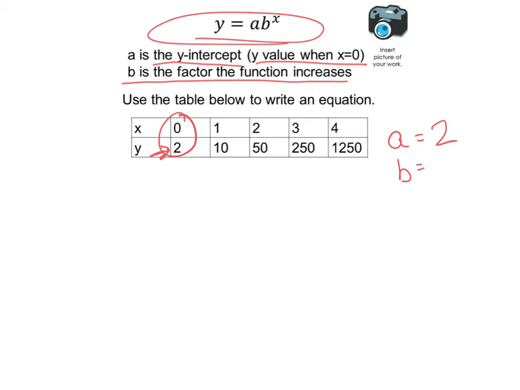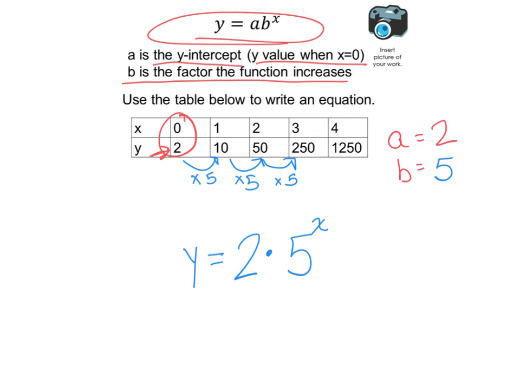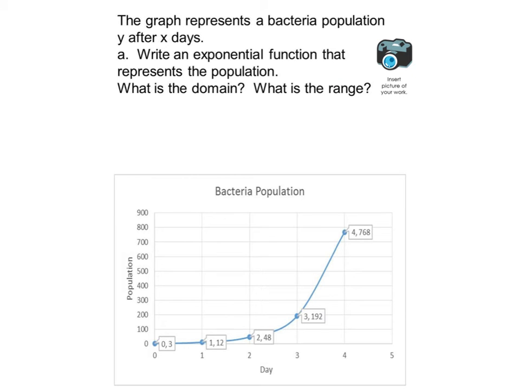Your B is the factor that this increases every time. So what do you do from a 2 to get a 10? Times 5. What do you do to the 10 to get a 50? Times 5. 50 to 250 is times 5, so we're good. So that means our B is 5. Now we're ready to write an equation. y equals our A is 2, because it's your y-intercept, times your B is a 5, and then your x stays an x. So your y and your x stay as your variables, and you have to find your A and your B. Your B is what you're multiplying by each time for your y. Your A is your y when x equals 0.